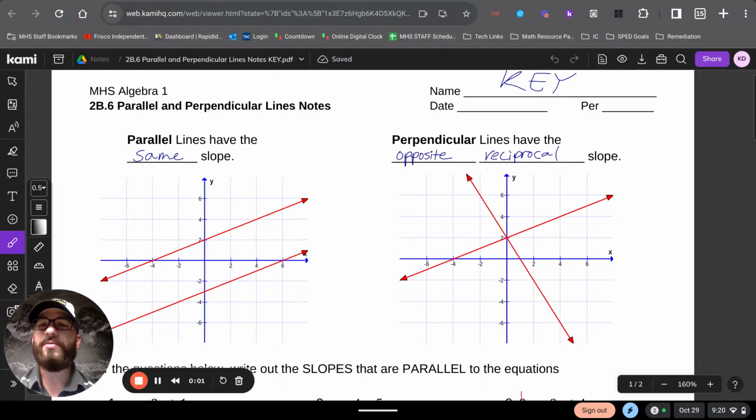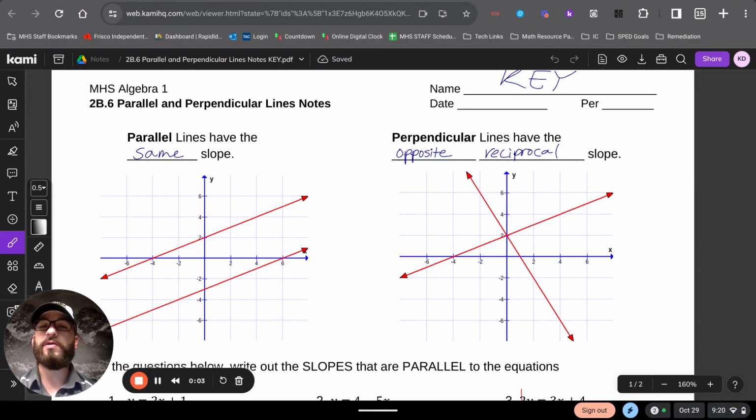All right, y'all. Today we're going to be talking about parallel and perpendicular lines. So we've graphed lines, we've written equations for lines, and all of our three different types of equations are slope-intercept form, point-slope form, and standard form. We've had lines that have an increasing slope, lines that have a decreasing slope, and lines that are perfectly horizontal with a slope of 0 or perfectly vertical with an undefined slope.